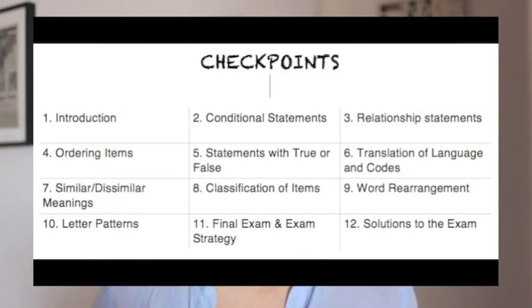3, step-by-step explanations from checking out the question all the way to answering it successfully. Additionally, the course will cover the following 12 checkpoints: introduction, conditional statements, relationship statements, ordering items, statements with true or false, translation of languages and codes, similar to similar meanings, classification of items, word rearrangement, letter patterns, final exam and exam strategy, and solutions to the exam.